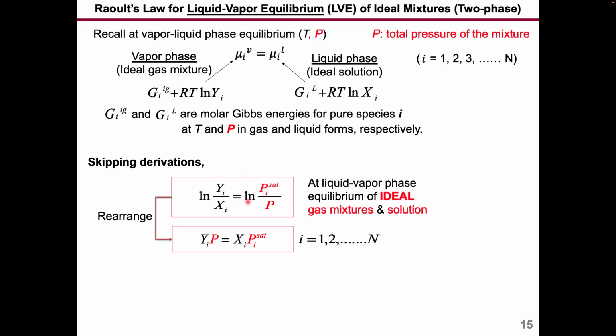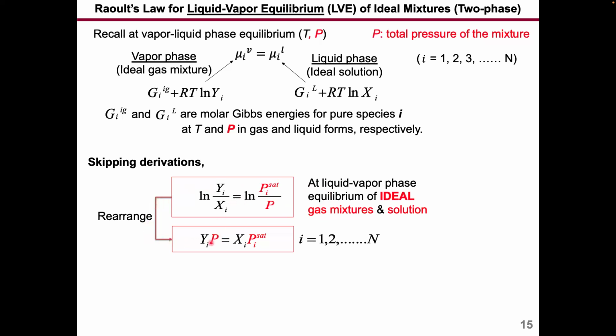And then in the end, it's going to be natural log Pi saturation divided by system pressure. Okay, so if you are interested in how to reach this equation, see the additional slide. Okay, and then from this you can rearrange the equation.